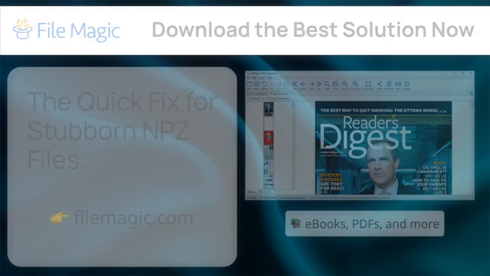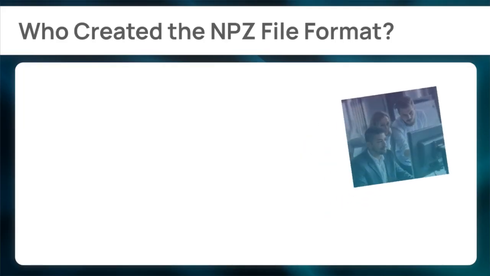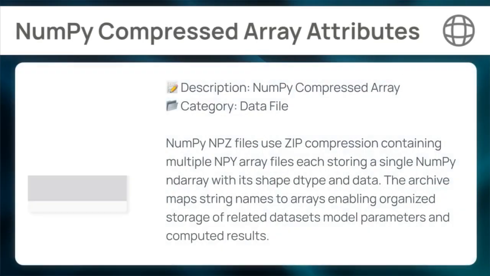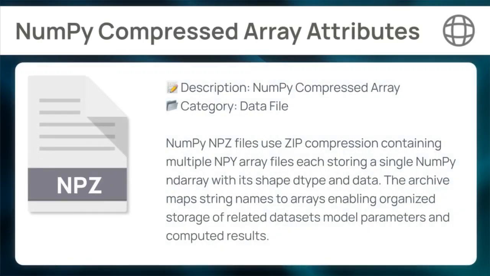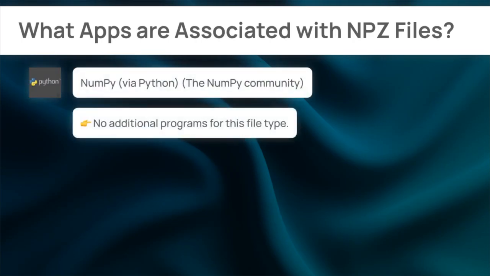formats as well. NPZ files are compressed archive files containing multiple NumPy arrays saved from the Python NumPy scientific computing library. They store named multidimensional numerical datasets used in machine learning, signal processing, scientific simulation, and data analysis workflows. NumPy NPZ files use zip compression, containing multiple NPY array files, each storing a single NumPy ndarray with its shape, dtype, and data. The archive maps string names to arrays, enabling organized storage of related datasets, model parameters, and computed results. NumPy, via Python, developed by the NumPy community, is often used as the source validator for NPZ.